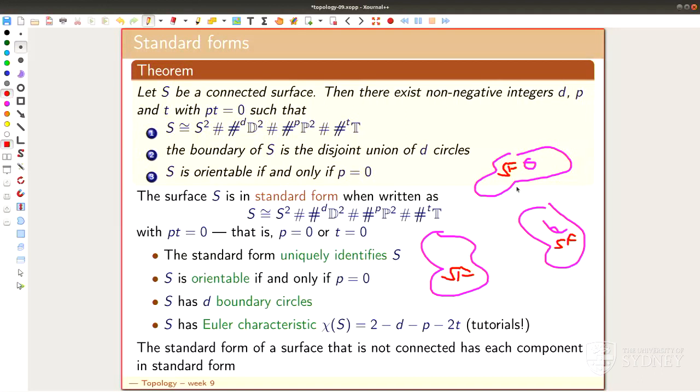So your first question always should be, if I have a surface and I don't know what it is, can I actually find those numbers d, p, and t in standard form, so that my surface is in standard form? Because then you're done. You can identify the surface explicitly. That's a wonderful, absolutely wonderful theorem. So let me mark the formula again. It's just very important.